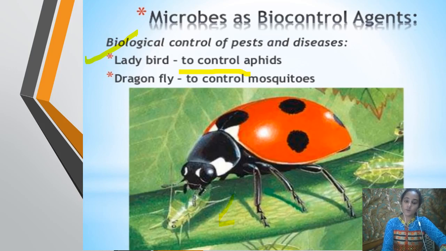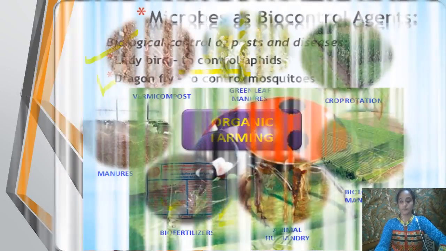Another common one that we can see is the dragonfly, and they are mainly used for controlling the mosquitoes. So these organisms have been used for controlling the aphids as well as the mosquitoes. The picture is very clear. This is a picture of the ladybird, and the ladybird is eating the small organism, the aphid, and the aphid will normally infect the stems and cause the infection.